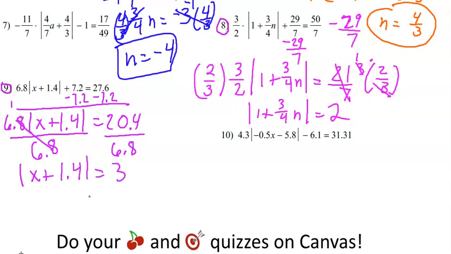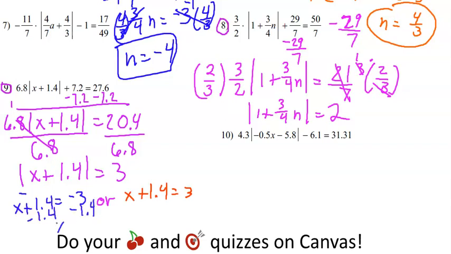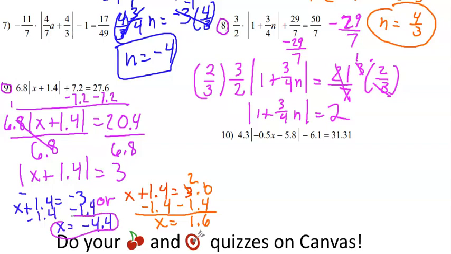Now you want to set up your two pieces, your negative piece and your positive piece. Solve for x on both. So we'll subtract 1.4 from each side. x equals negative 4.4. And then we'll subtract 1.4 from each side on the other one. x equals 1.6. There's no extraneous solutions to check here, so these are both real solutions.